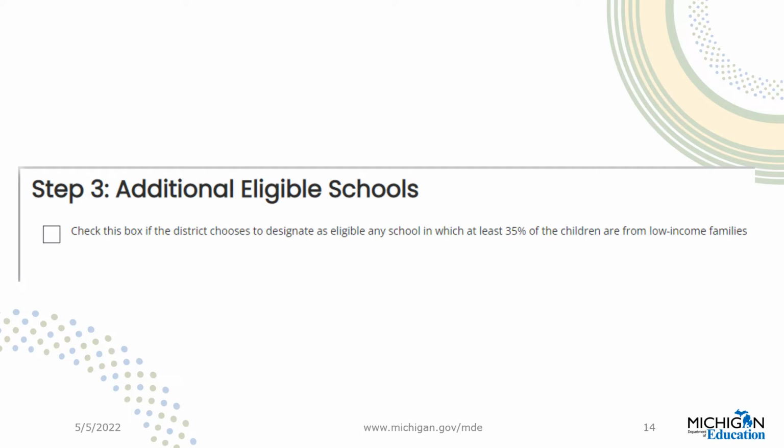The last decision an LEA will make on this screen is not about grouping, but about eligibility. In step 3, the LEA can choose to make any school Title I eligible that has at least 35% of the students from low-income families, even if the percent poverty for that school is not above the district-wide or grade span percent poverty. This option will maximize the number of schools which may be eligible for Title I program in the district.